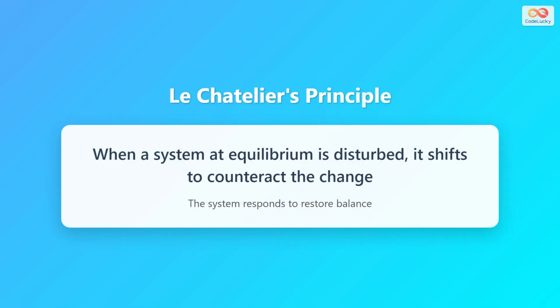The behavior of equilibrium systems is governed by Le Chatelier's principle, named after the French chemist Henri Louis Le Chatelier. This fundamental principle states that when a system at equilibrium is disturbed by a change in conditions, the system responds by shifting its equilibrium position to counteract that change. In other words, the system tries to restore balance by minimizing the effect of the disturbance. This principle is the key to predicting how equilibrium will respond to external changes.